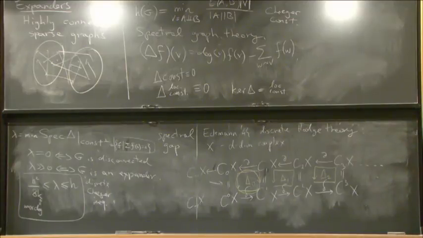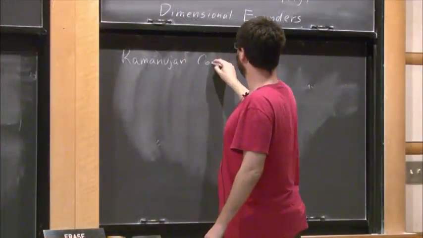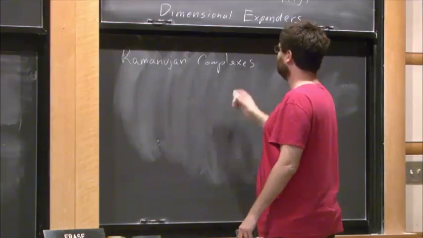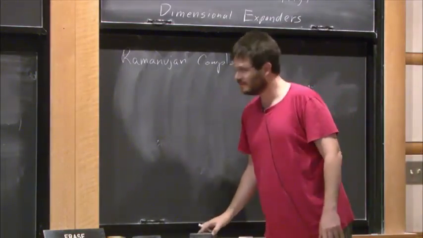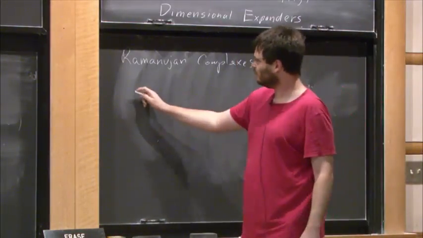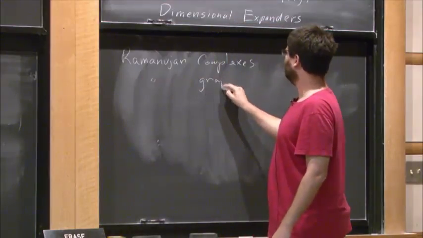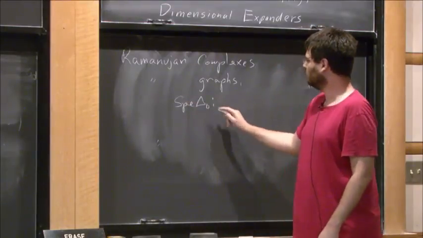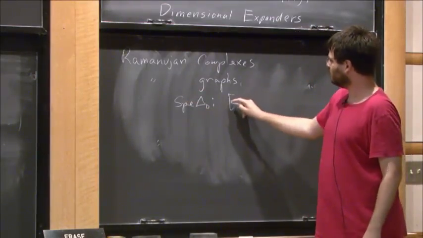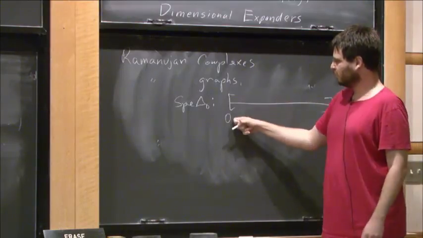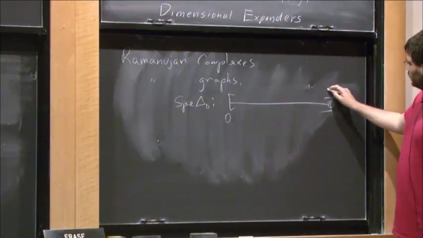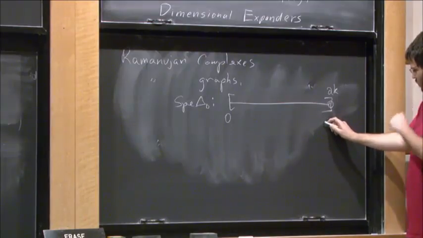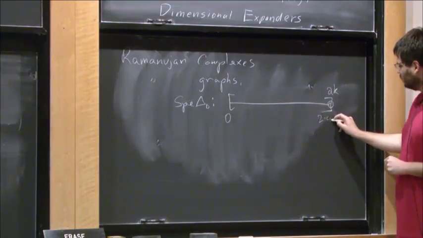So the examples I've been working on lately, I'll just say a word, are the Ramanujan complexes, which are good guesses for high-dimensional expanders. So graphs, Ramanujan graphs, are ones for which the vertex spectrum looks something like 0 for the constant, then possibly 2k for the two colorings.